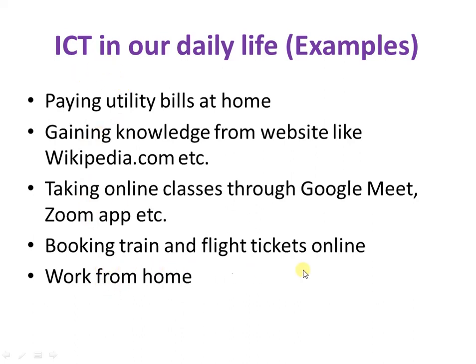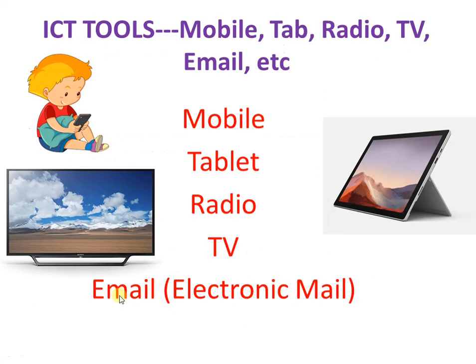Booking train and flight tickets online. If we are booking a train or a flight ticket, it means we are using an ICT device, we are using the ICT technology, so it again comes under the ICT examples. Working from home, whatever work we are doing from home with the help of internet and mobile or laptop, it means we are making use of the ICT to do our job also.